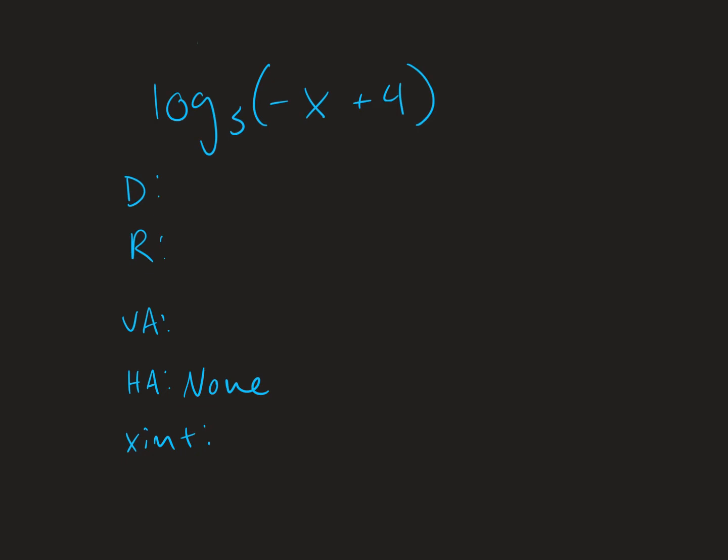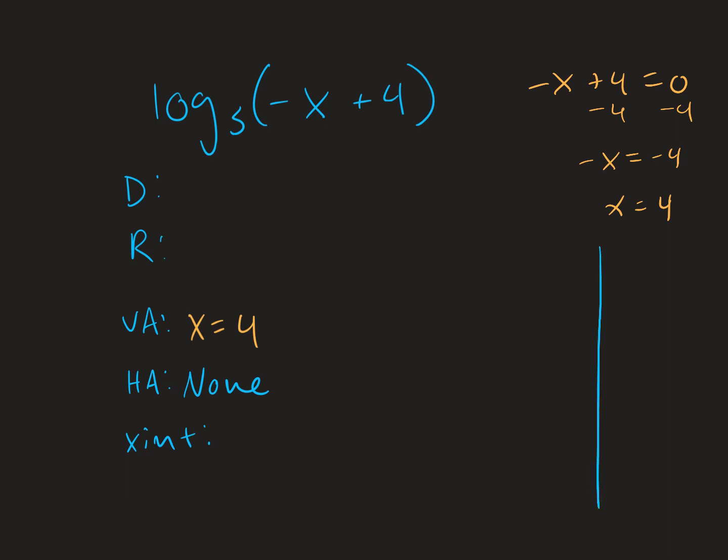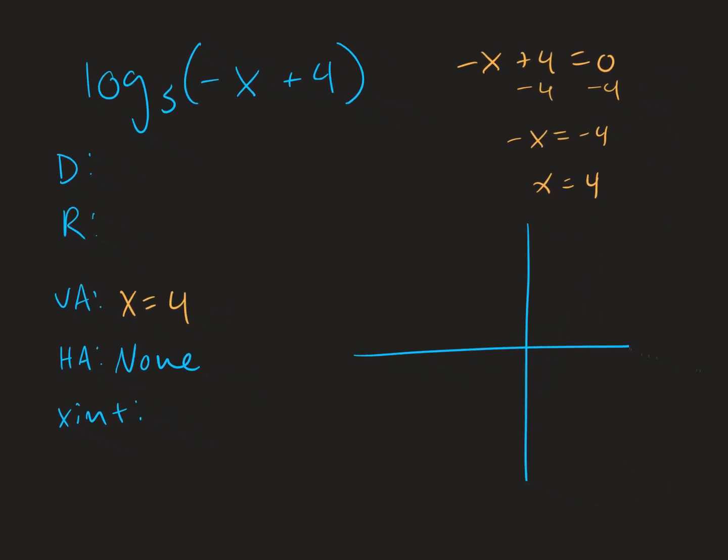How would I find the vertical asymptote? Set the parentheses equal to 0. So negative x plus 4 is equal to 0. So negative x is equal to negative 4. So x is equal to 4. So my vertical asymptote is x is equal to 4. On my graph, that would be a vertical line through x is 4.